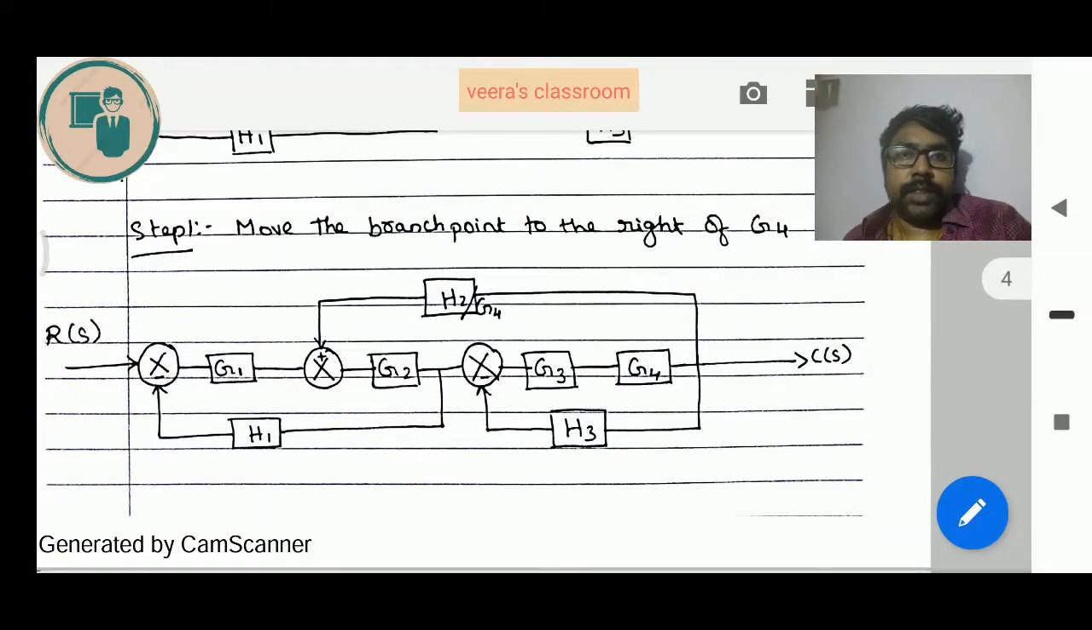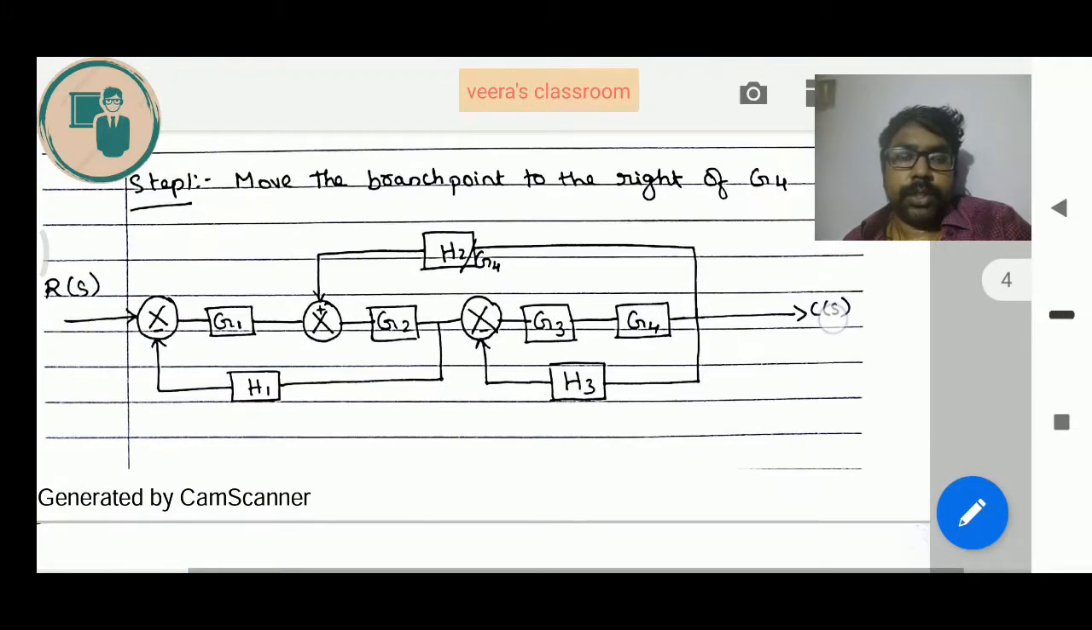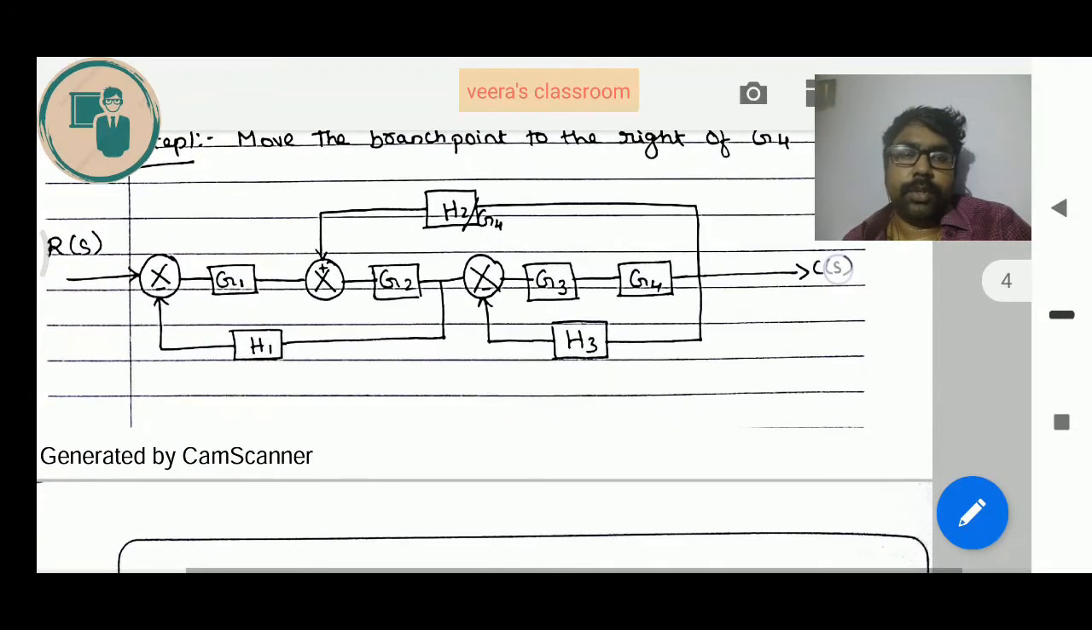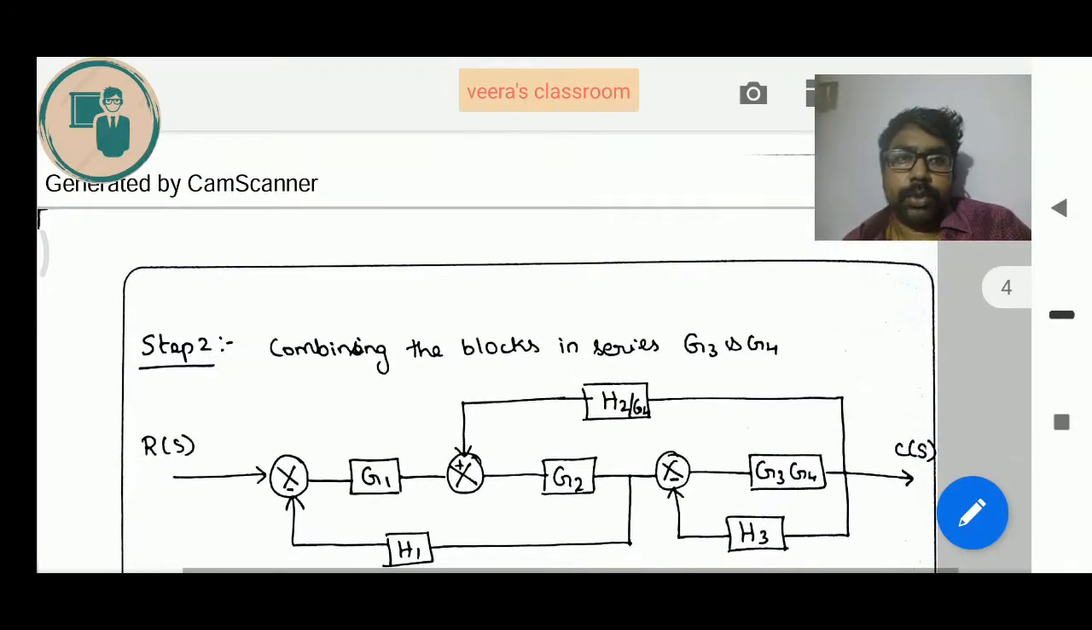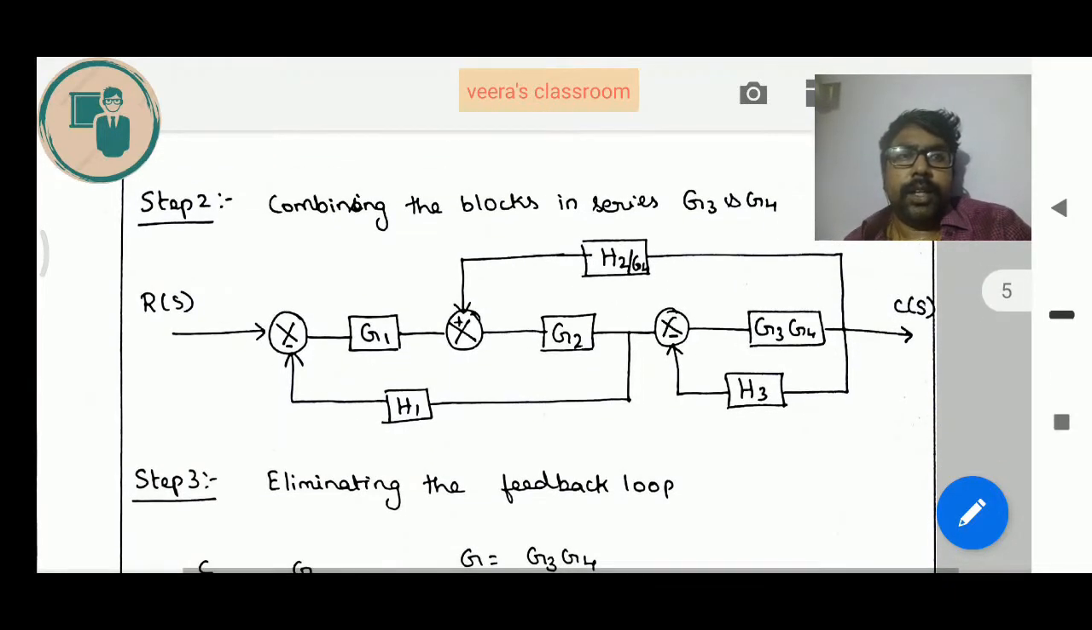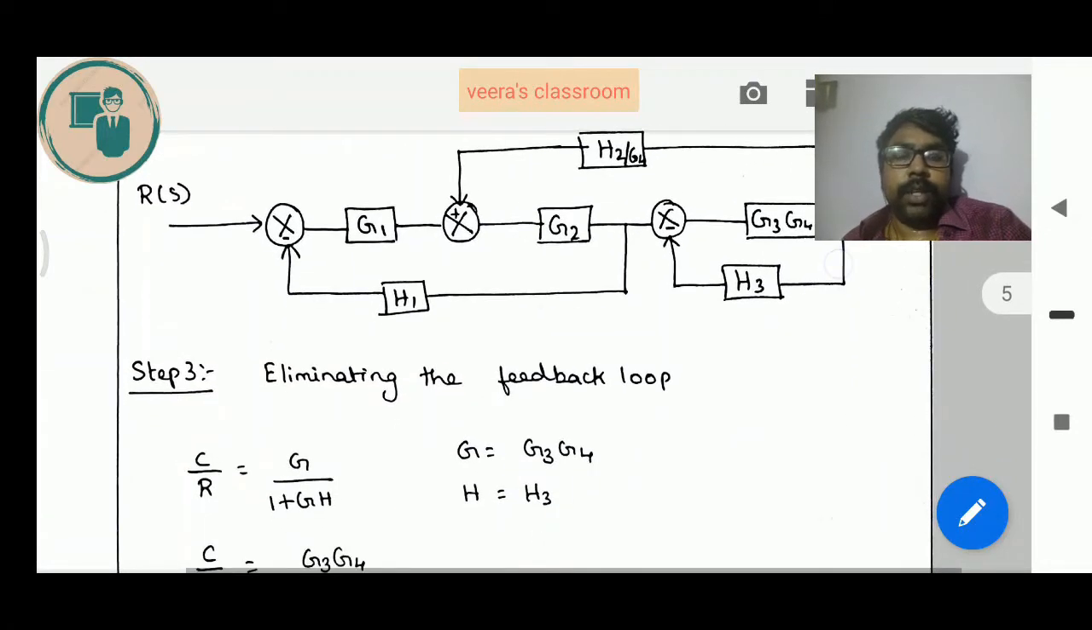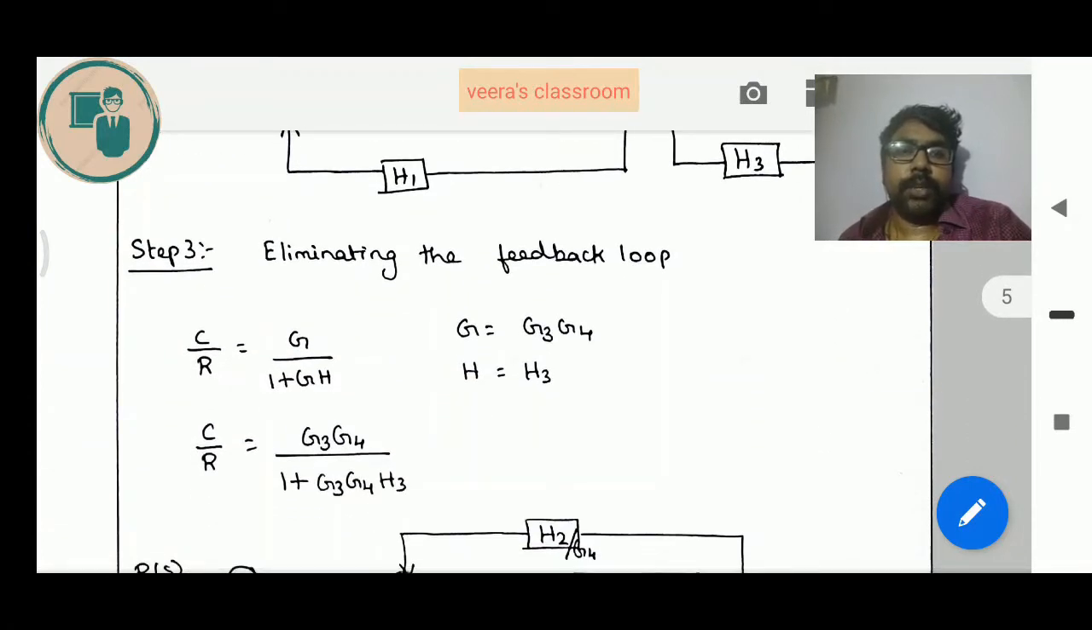Now we have a series term. G3 and G4 are in series. Combining those terms in series results in G3, G4. After combining, we find there is a smaller feedback loop involving G3, G4 and H3. This is a negative feedback, and instead of G we have G3, G4, and for H we have H3. The formula is C by R equal to G divided by 1 plus GH. So we substitute: C by R equal to G3, G4 divided by 1 plus G3, G4, H3.